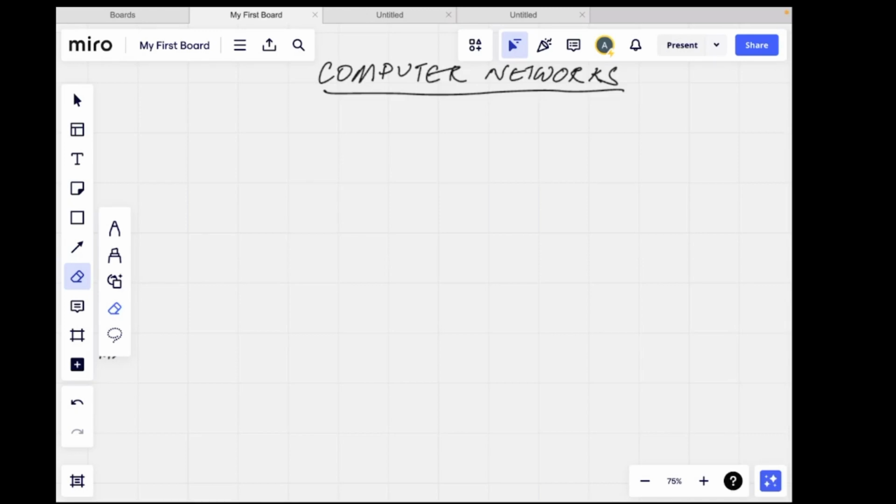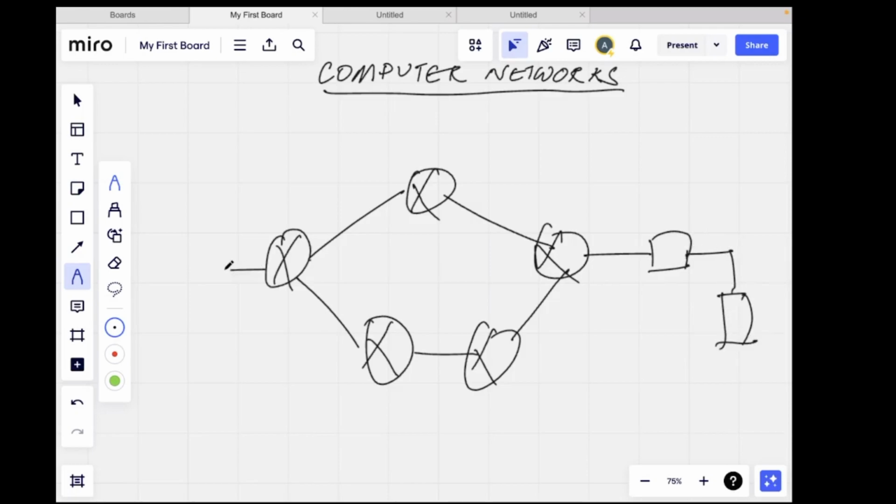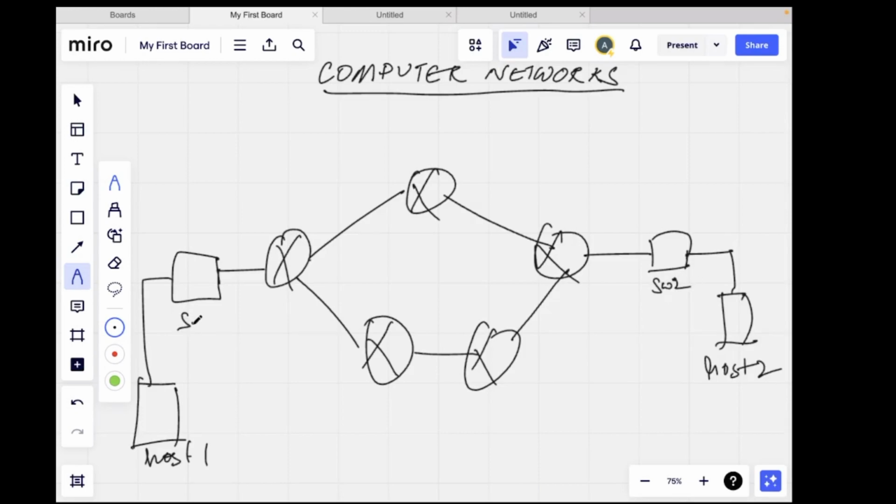Now let me show you an example of what I mean by underlay and overlay. Let's say I have a router, another router over here, and several more routers, and then I have a switch which is connected to a host. Similarly, I have a switch over here which is connected to a host. Let's call this host 1, this host 2, switch 1 and switch 2.